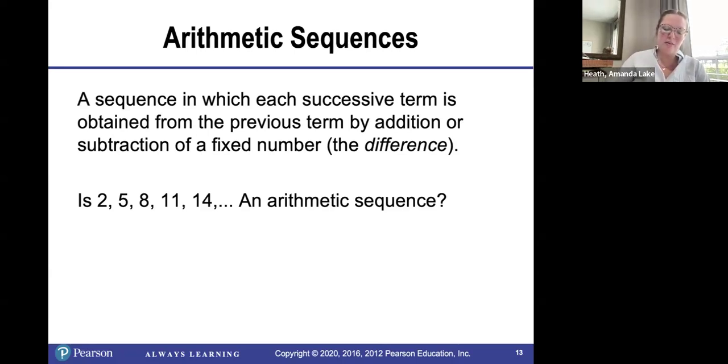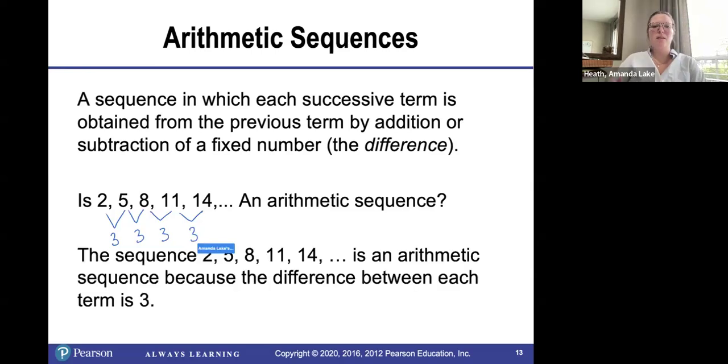So we might ask ourselves, is 2, 5, 8, 11, 14 an arithmetic sequence? We can figure this out by asking ourselves, well, what's the difference between each of them? Are we adding the same number every time? To get from 2 to 5, we would add 3. To get from 5 to 8, we also add 3. To get from 8 to 11, yeah, we add 3. 11 to 14, we add 3. Yes. So this sequence is an arithmetic sequence because the difference between each term is 3.